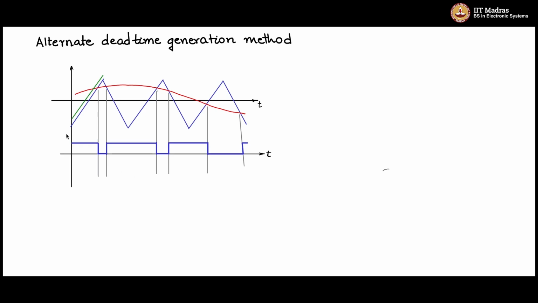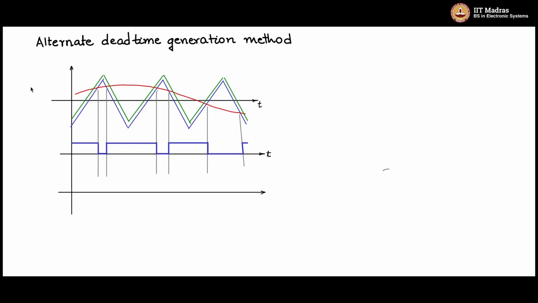So now what I am going to do is have one more triangle slightly offset from the previous triangle, like this. So this green line that you see, this green triangle, is a new triangle, same frequency, same amplitude, but offset from the previous one by a very small voltage. Now with this triangle also I can make a comparison of the same modulating signal.